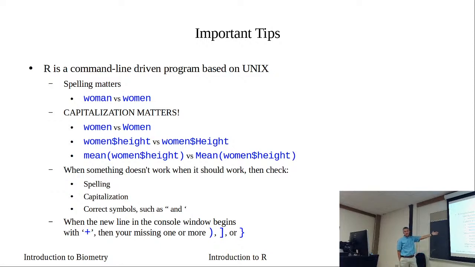So our data set was women. If we use woman, R is going to say object not found. It doesn't know what it is. We misspelled it. So spelling is critical. Capitalization is also critical. This one's capital, this one does not. R will find this one, it doesn't know what this is. It's completely different. Capitalization matters.